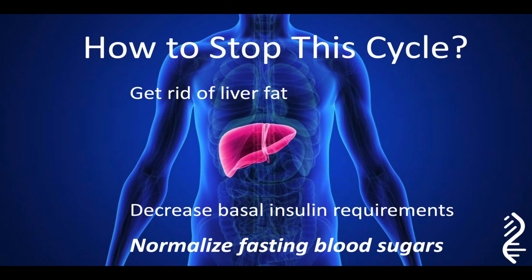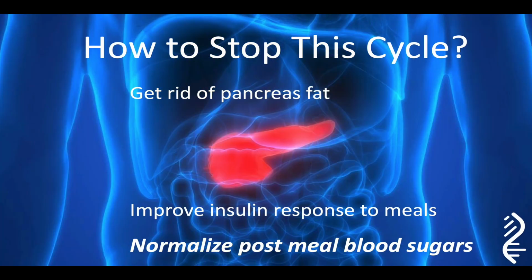How do we stop this cycle? We need to get rid of the liver fat, and that will allow us to decrease our basal insulin requirements and normalize our fasting blood sugar. We also need to get rid of the pancreas fat, and that will improve the pancreatic function, improve the insulin response to meals, and allow us to normalize post-meal blood sugars.